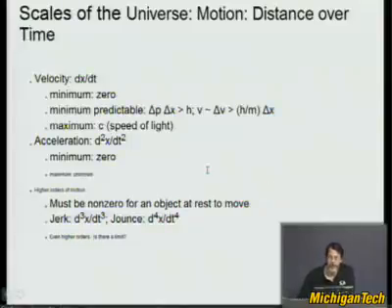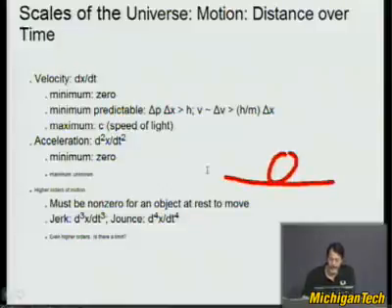Let's say, however, that you had an object sitting at rest, and sitting at rest for more than a 0 time.